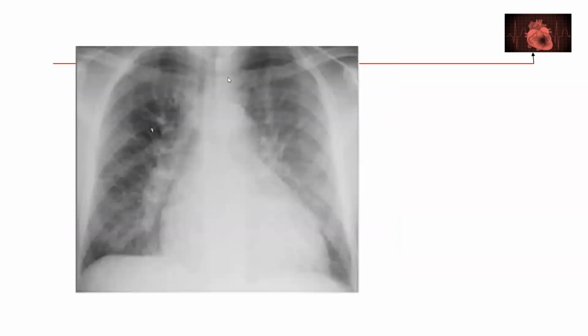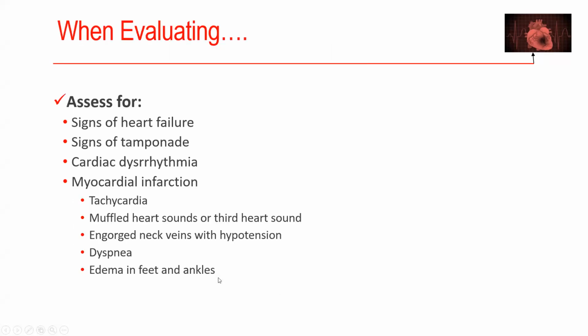Okay, now we take a look at the chest X-ray. Everybody see how you've got all this infiltrate here? You have engorgement and cephalization of your vasculature. You also have Kerley B lines. You have a big old heart, right? Your patient's in shock. He's in cardiogenic shock.